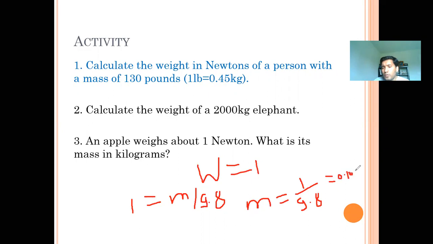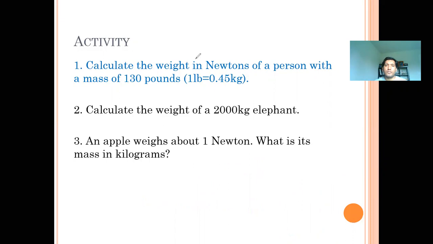0.102. This is in kilograms, right? So if you say in grams, it is 102 grams. It is reasonable, right? An apple has about 100 grams. So this is the weight of the apple. These are not difficult problems. Probably you can do it.